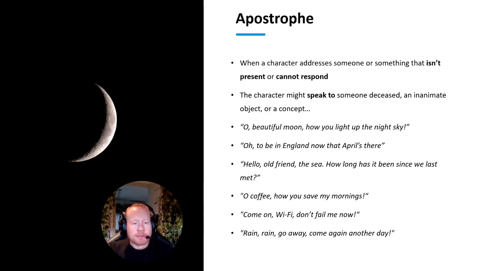So continuing, apostrophe. Apostrophe has nothing to do with these. In a figure of speech, the apostrophe is when a character, so someone, addresses someone or something that isn't present or cannot respond. The character might speak to someone deceased, someone dead, an inanimate object, or a concept. For example, here, "Oh, beautiful moon, how you light up the night sky." So the character is addressing the moon.